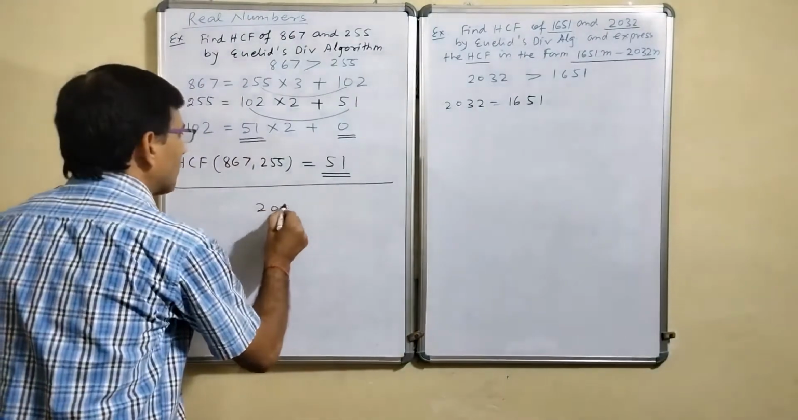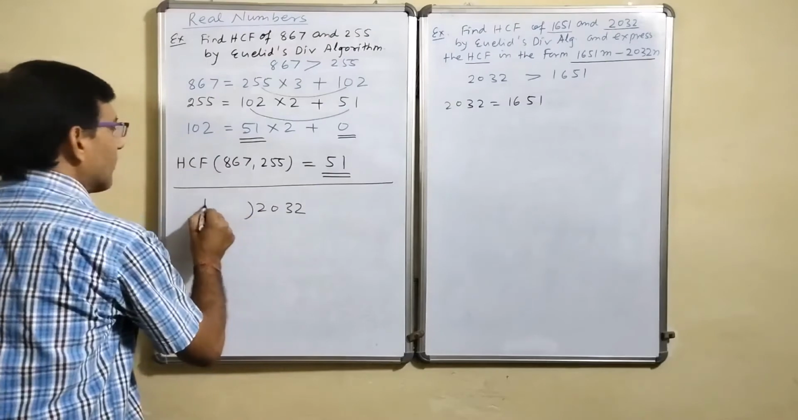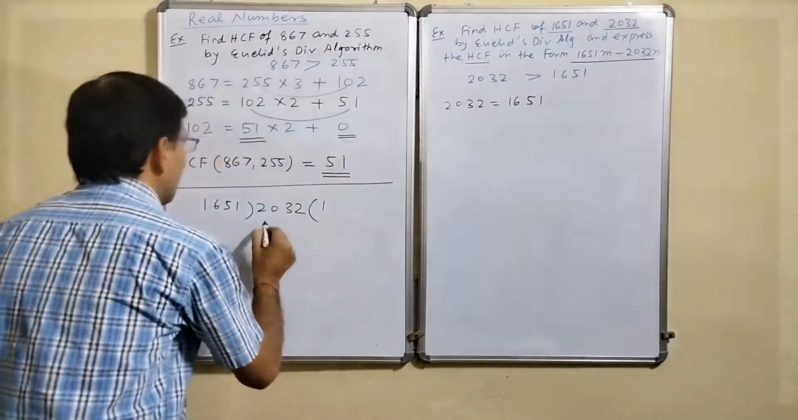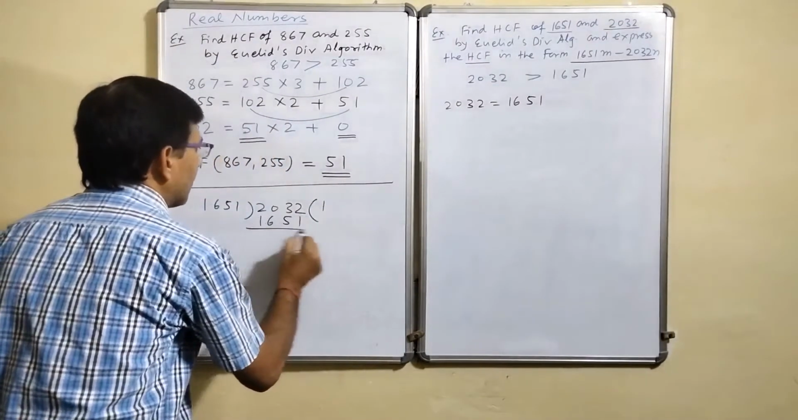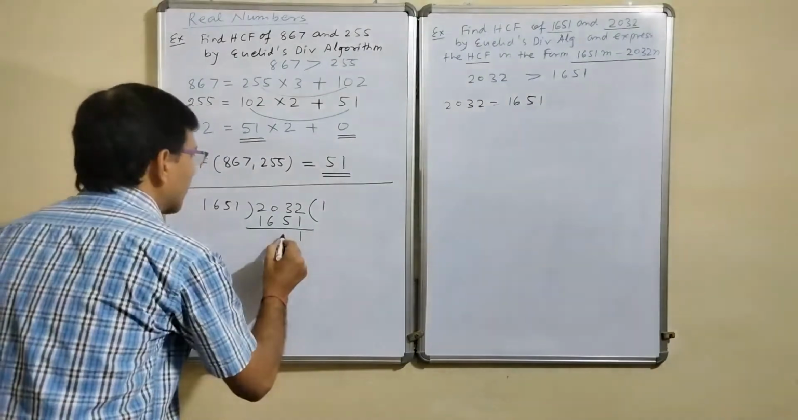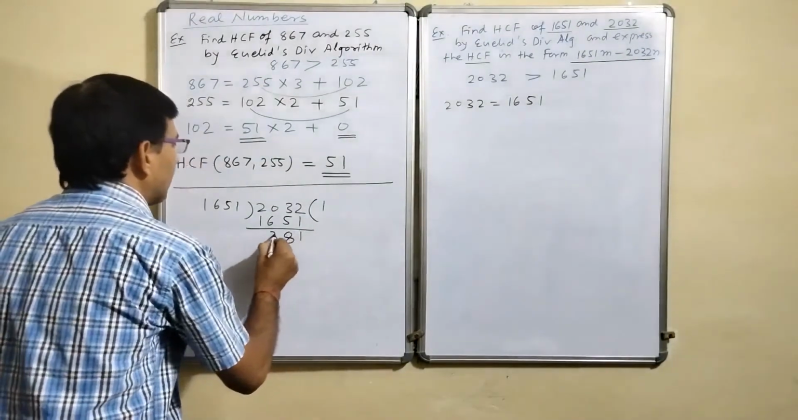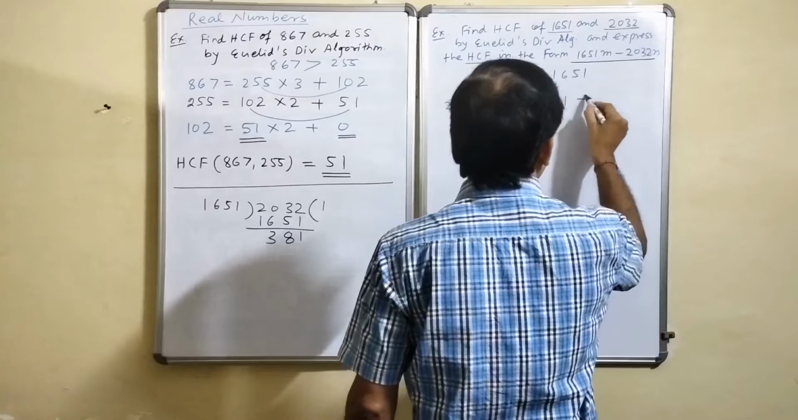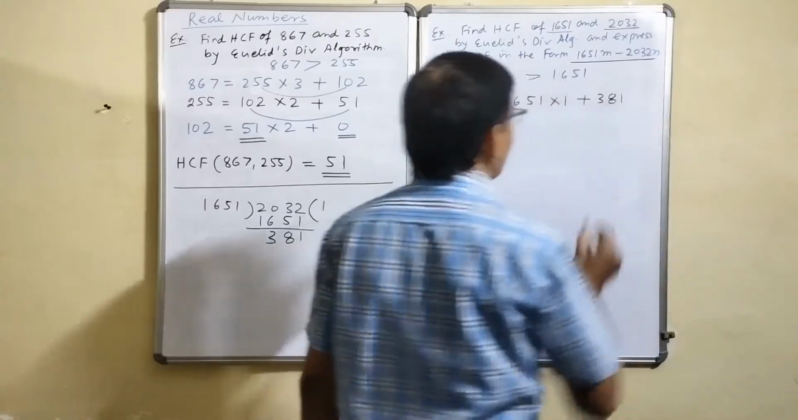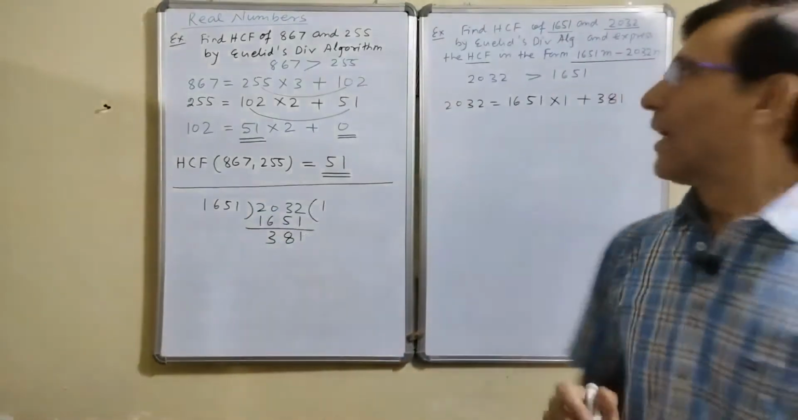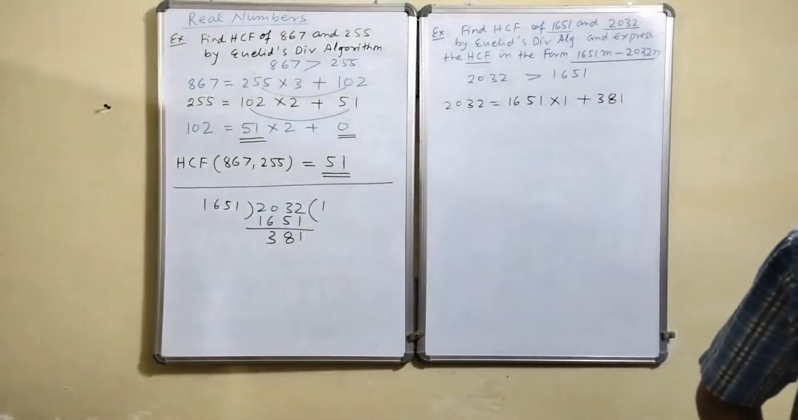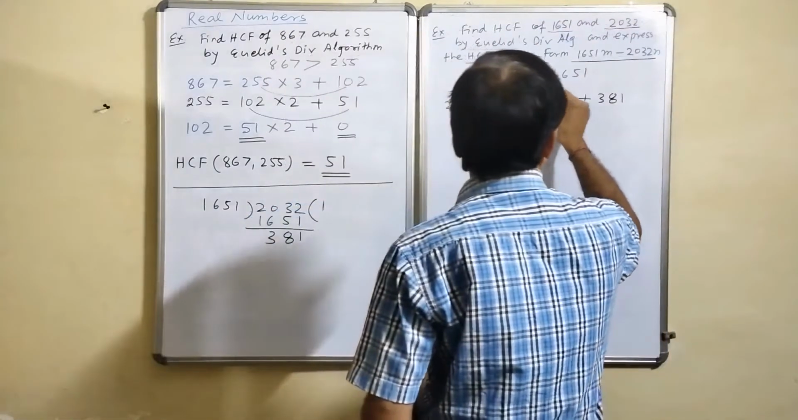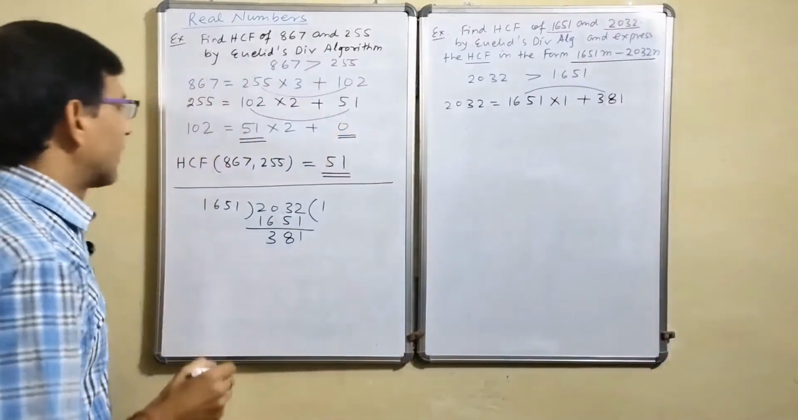2032 divided by 1651. So we'll get quotient as 1, remainder 381. So this is 1651 multiplied by 1 plus 381. So once again, what we observe is that remainder is not 0. Again we'll apply division lemma between 1651 and 381.